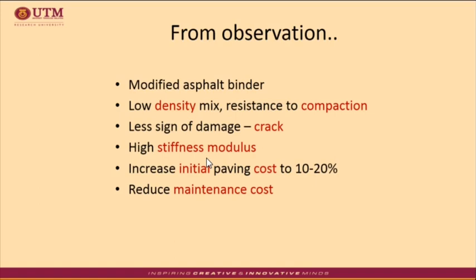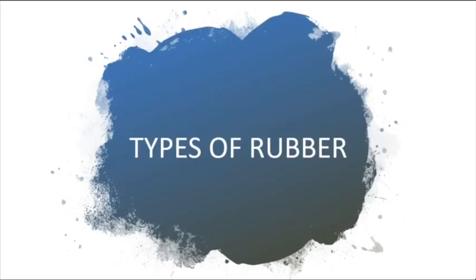In terms of production and construction, the initial paving cost increases by up to 10 to 20% overall, but reduces in terms of maintenance cost, meaning that a detailed cost-benefit analysis should be conducted in evaluating the whole benefit of the implementation, including its contribution to the rubber industry.